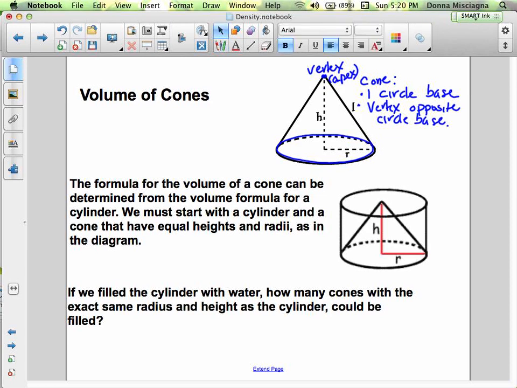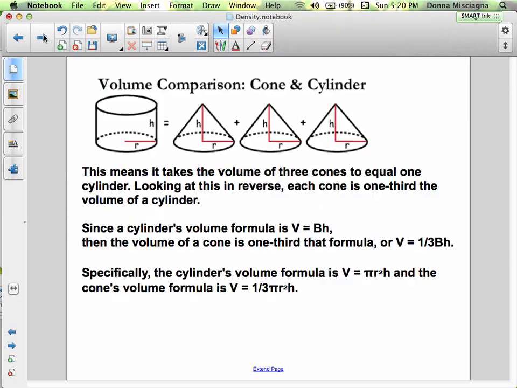Right, so the formula for the volume of a cone can be determined from the volume formula for a cylinder. We must start with the cylinder and a cone that have equal heights and radii as shown in the diagram. Right, so here they both have the exact same radius and the exact same height. If we filled the cylinder with water, how many cones with the exact same radius and height as the cylinder could be filled? Well, if this were live, I could show you, but I can show you a picture.